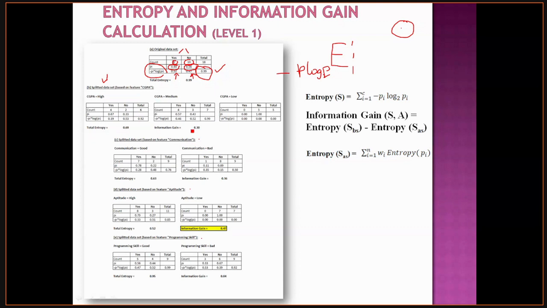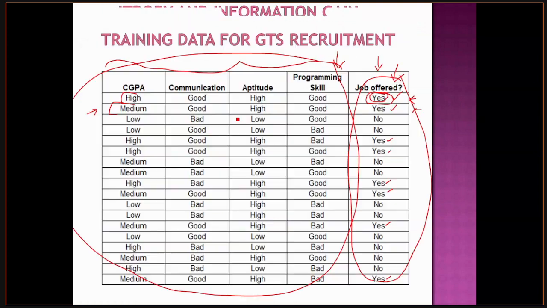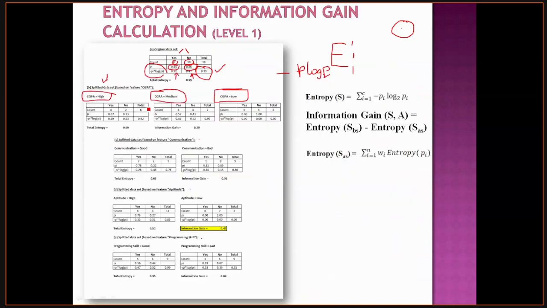For each of them, say for CGPA, I will again have to take a view of the different options in CGPA. What are the different values of CGPA available? If I go back, CGPA can have values high, medium, and low. How many highs are there? 1, 2, 3, 4, 5, and 6. So if you look here, there are a total of 6 highs.